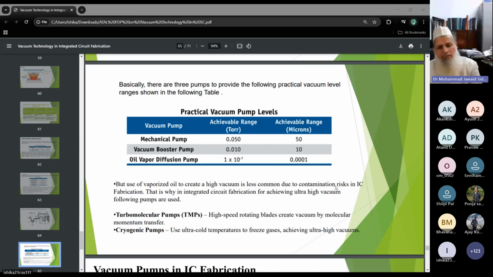That is why in integrated circuit fabrication, for achieving ultra high vacuum, the following pumps are used: either turbomolecular pumps, where high speed rotating blades create vacuum by molecular momentum transfer, or cryogenic pumps. That is, you can use liquid nitrogen, the use of ultra cold temperature to freeze gases, achieving ultra high vacuum. Generally, in these pumps, liquid nitrogen is used.